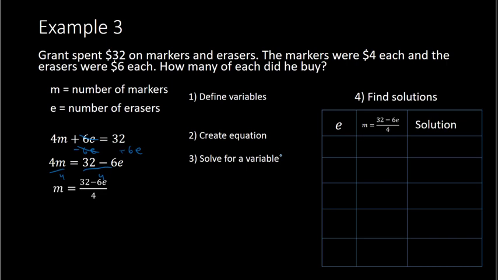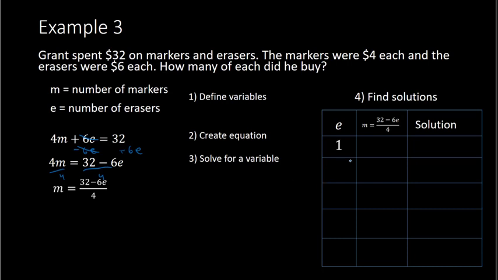So here's our little table. e is what we're plugging in. m is equal to 32 minus 6e over 4. This column will be used to calculate what m is when I plug an e in. And then this third column is going to be my solutions column. We know that e, the number of erasers, needs to be a whole number, right? It cannot be a fraction of an eraser. So it's got to be positive and it's got to be a whole number. Let's start with 1 for e. I guess we could plug a 0 in, but it's not going to work. So we'll start with the 1.